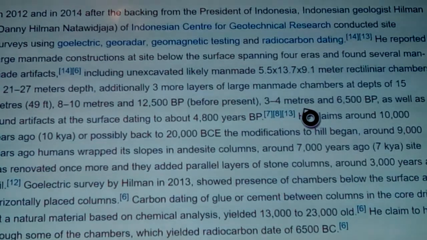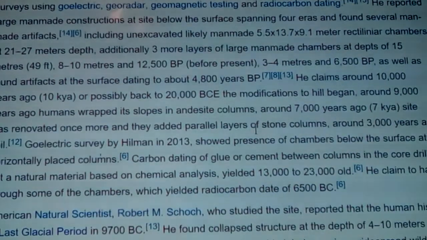And one of the other digs, only 3 or 4 meters deep, gave readings of 6,500 before present, as well as found artifacts at the surface dating to 4,800 years before the present. So in other words, they're saying, well, it's almost 3,000 years old, and he goes, here's 4,800 on the surface. Well, and we dug here and it's 6,000, 6,500. Oh, well, and this other thing showed 12,500 at 49 foot, 8 to 10 meters. What? And he claims it can go back as much as 20,000 BC.